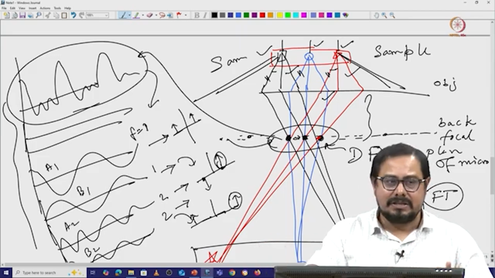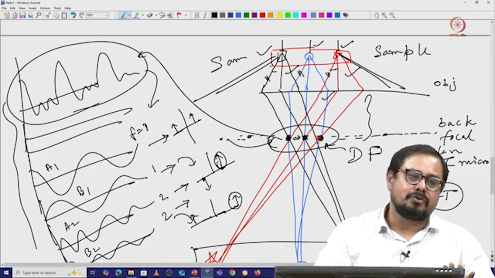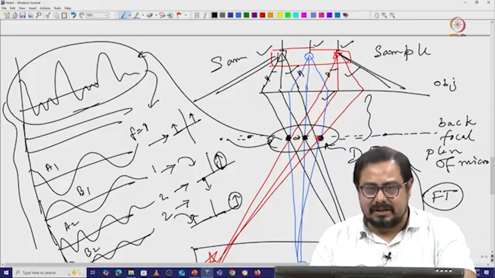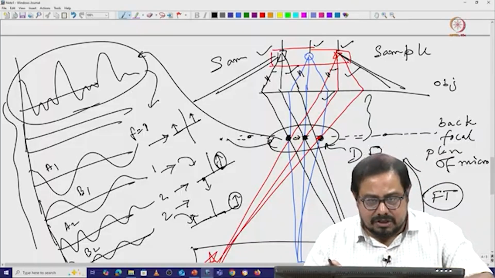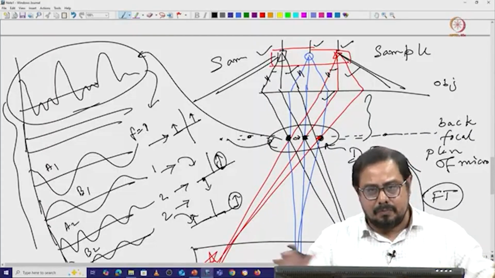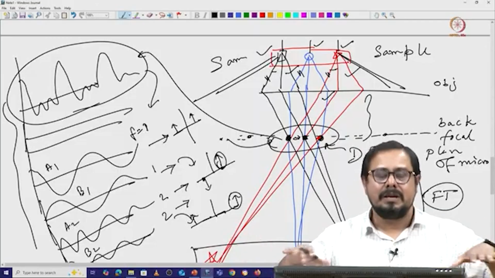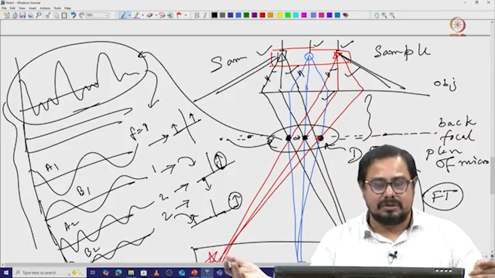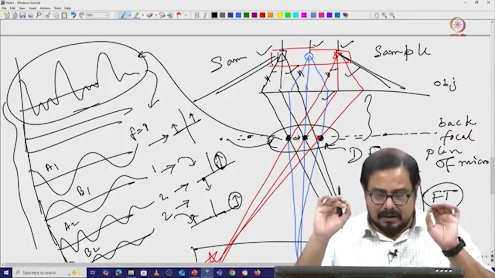But here I am just representing this entire thing, so it will be clear how we can correlate an image with the diffraction pattern, and the decomposition of the sine wave. If we want to decompose any function into sine and cosine waves, how do we represent those things in a diffraction pattern?